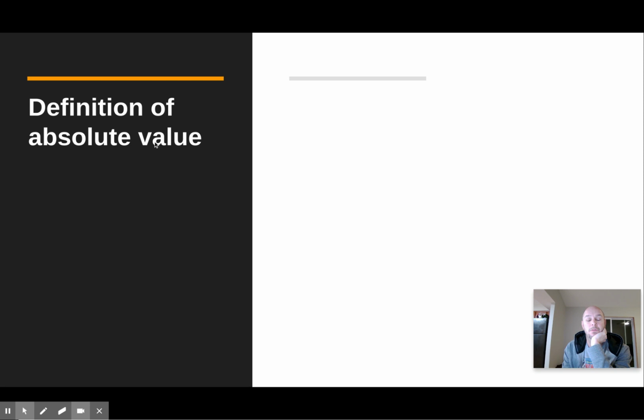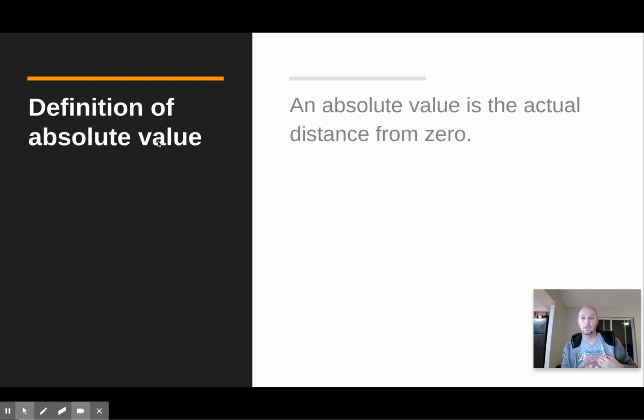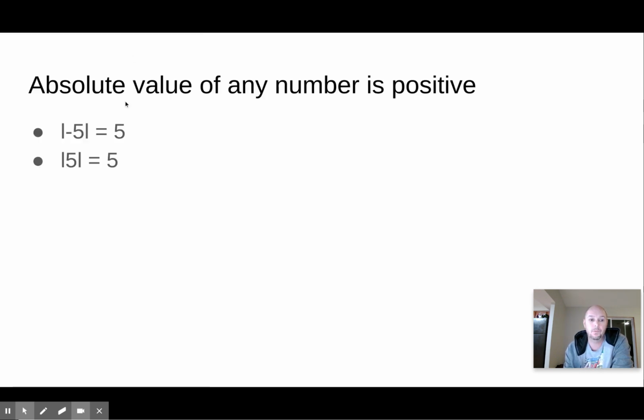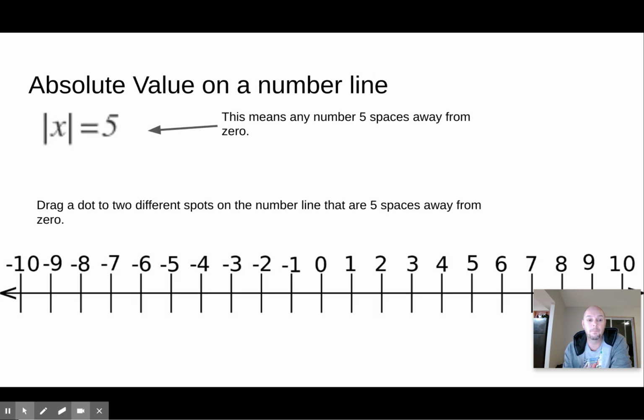So here's the definition of an absolute value: it is the actual distance from zero, which is always going to be positive no matter which way you go. All right, so the absolute value of any number is going to be positive. So -5 is 5 spaces away from 0, which means the absolute value of -5 equals 5. And the absolute value of 5 equals 5 also, because those are both 5 spaces away from 0.